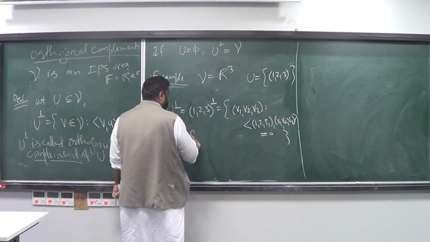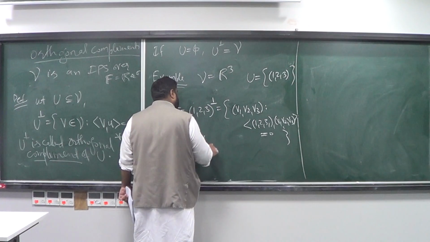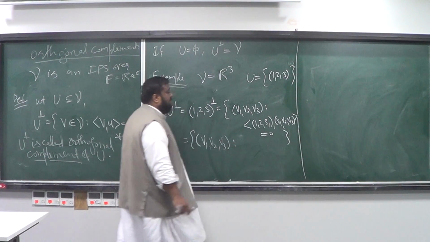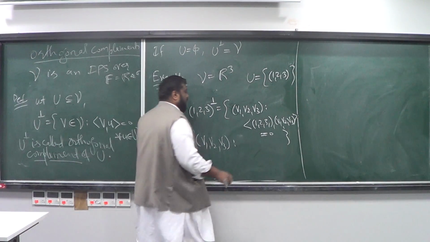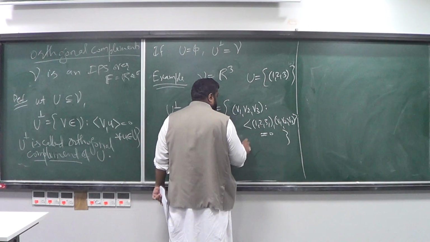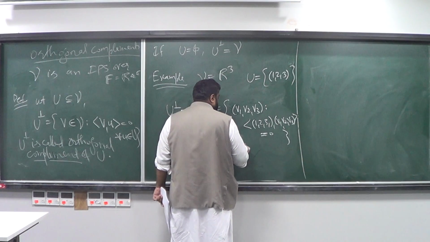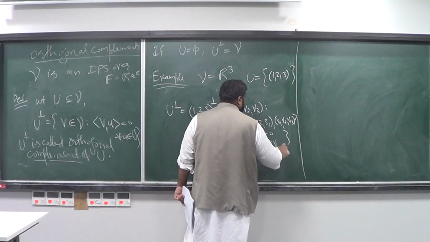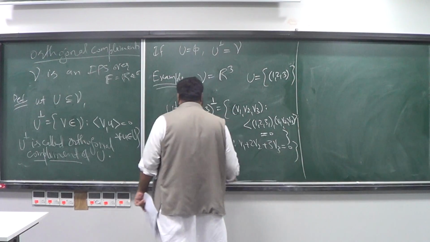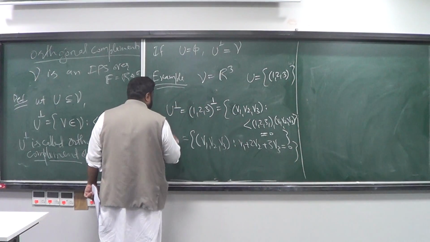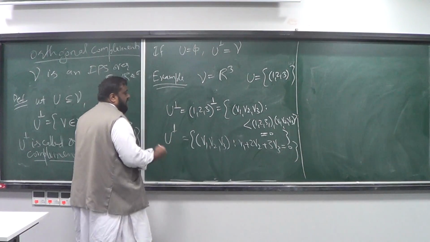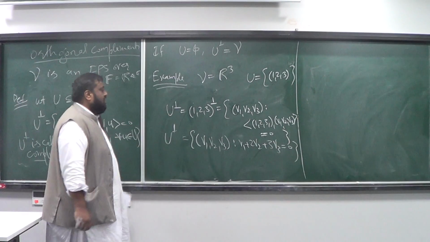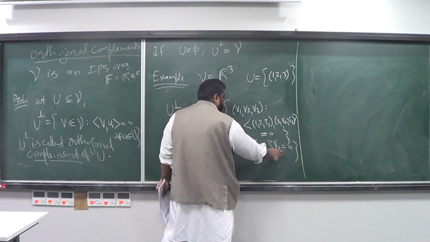If you simplify it a bit, it's the collection of all those vectors from R3 for which the dot product is zero, that is, v1 + 2v2 + 3v3 = 0. So all those vectors which satisfy this equation constitute the orthogonal perp of the vector (1, 2, 3).